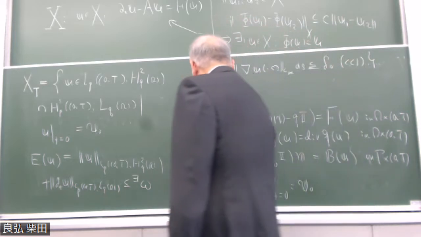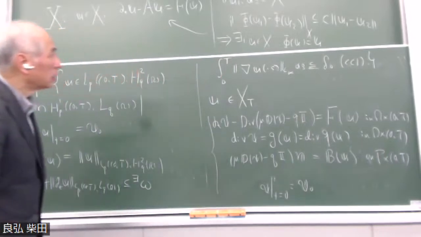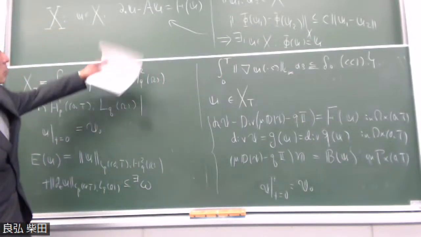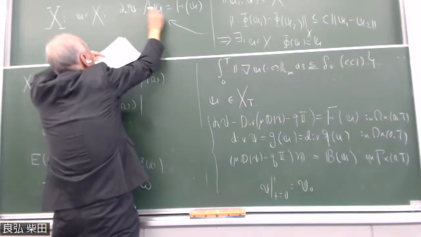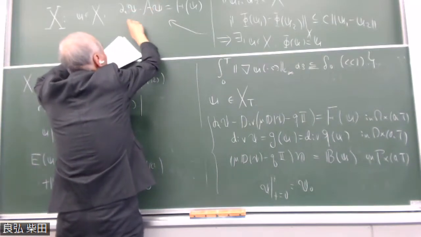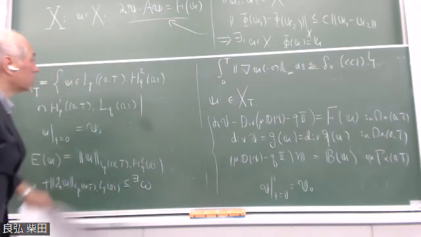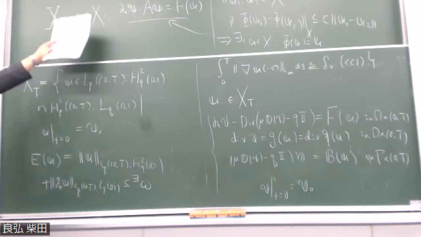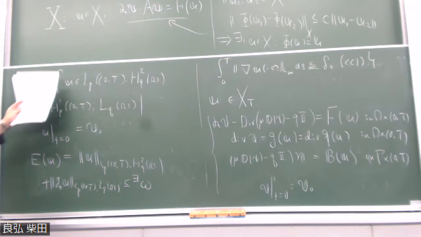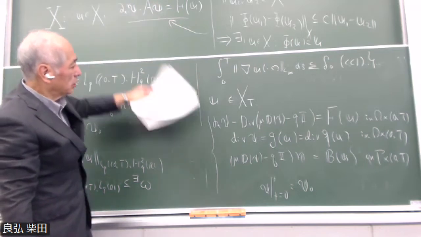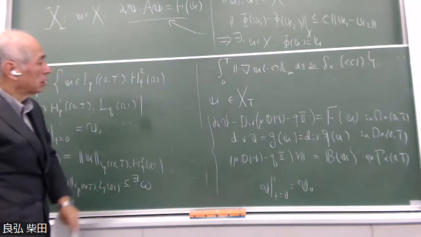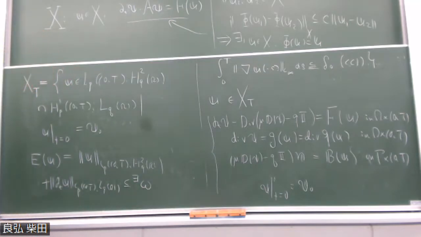This is our linearized equation. Namely, this part. I'm sorry, this is b. No, this. Our X is this, and then our linear equation is this.